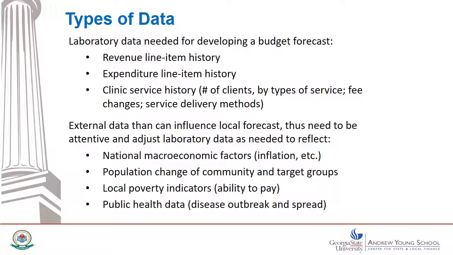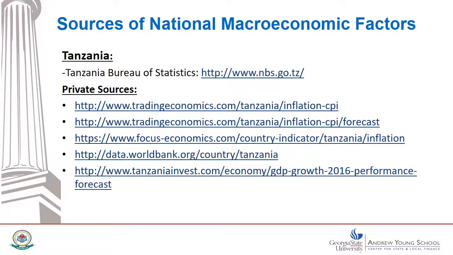Obviously, the incidence of HIV impacts the work of a clinic devoted to HIV treatment. Local poverty makes it hard for individuals to pay for services. Public health indicators such as disease risks and outbreak projections will impact a health clinic and its budget forecast. This slide offers some links to sources of macroeconomic factors in Tanzania that might be used in the development of a forecast.